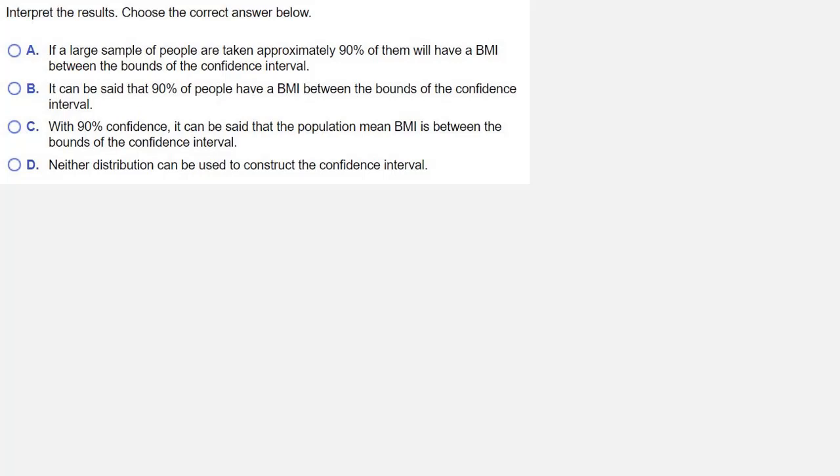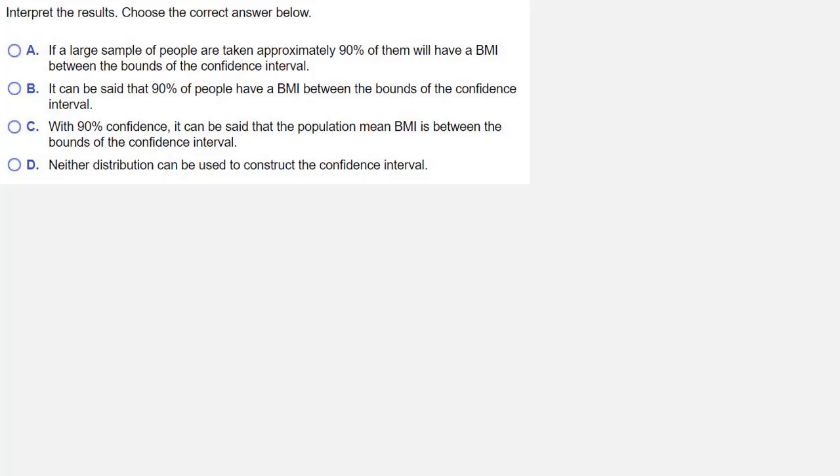So let's read through these. If a large sample of people are taken, approximately 90% of them will have a BMI in those bounds? No. It can be said that 90% of people have BMI between the bounds of the confidence interval? No. With 90% confidence, it can be said that the population mean is between the bounds of the confidence interval.